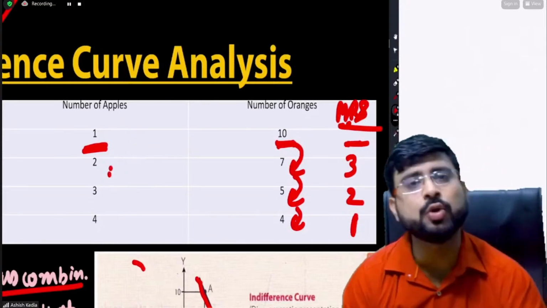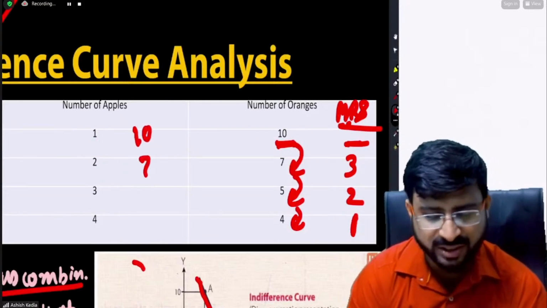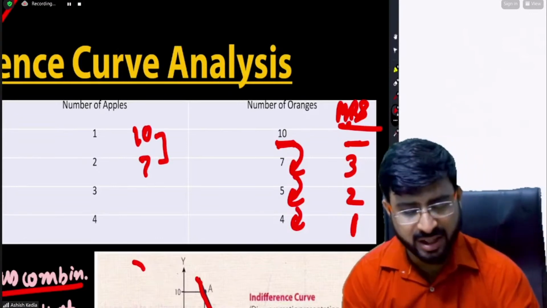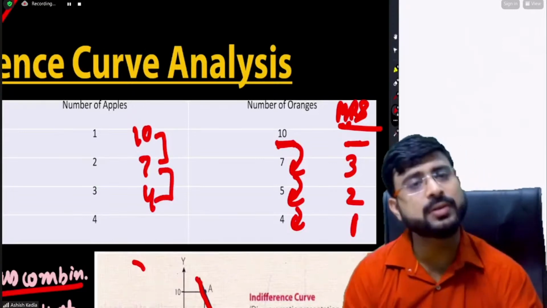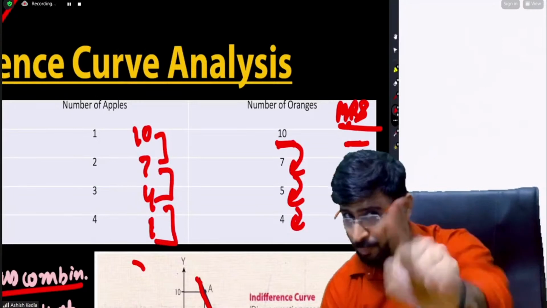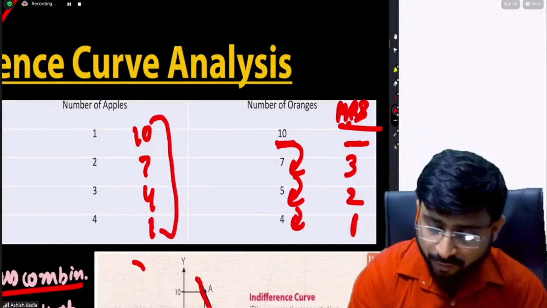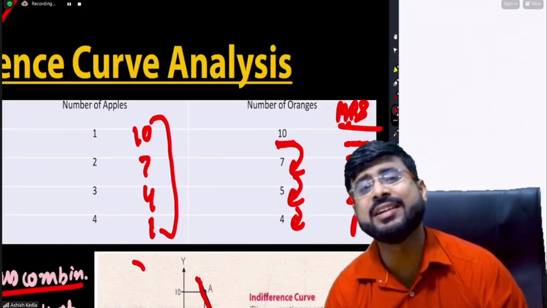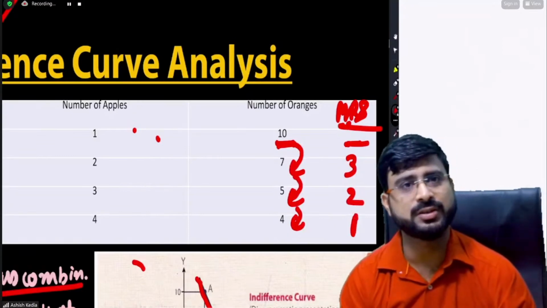Many of you will be thinking, you know what? Sir, if 1 orange, 1 apple, 10 orange, 2 apples, 7 orange, then if we are decreasing by 3, then for 3 apples also, we must decrease by 3 and become 4. And here also we must decrease by 3 and become 1. Correct na? Most of you must be thinking that, but it is incorrect because law of diminishing marginal utility in reality takes place. So the sacrifice will not be the same always.